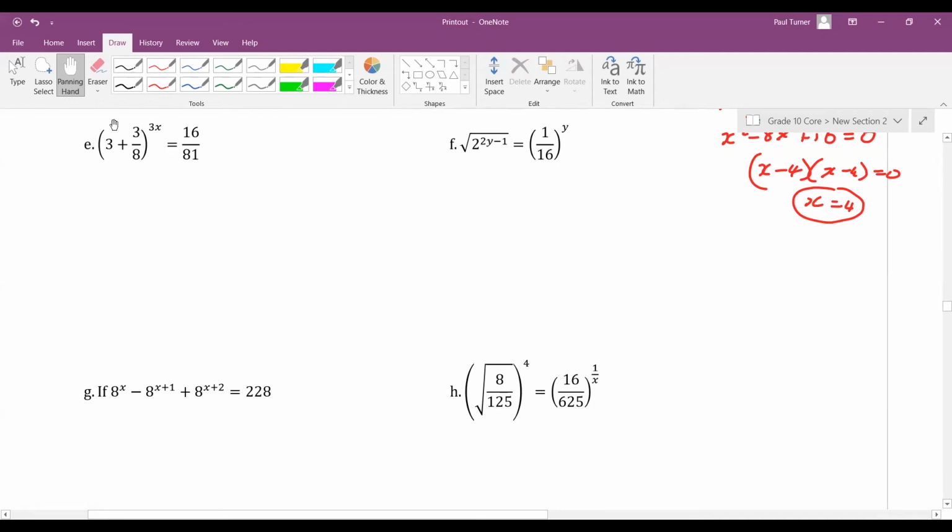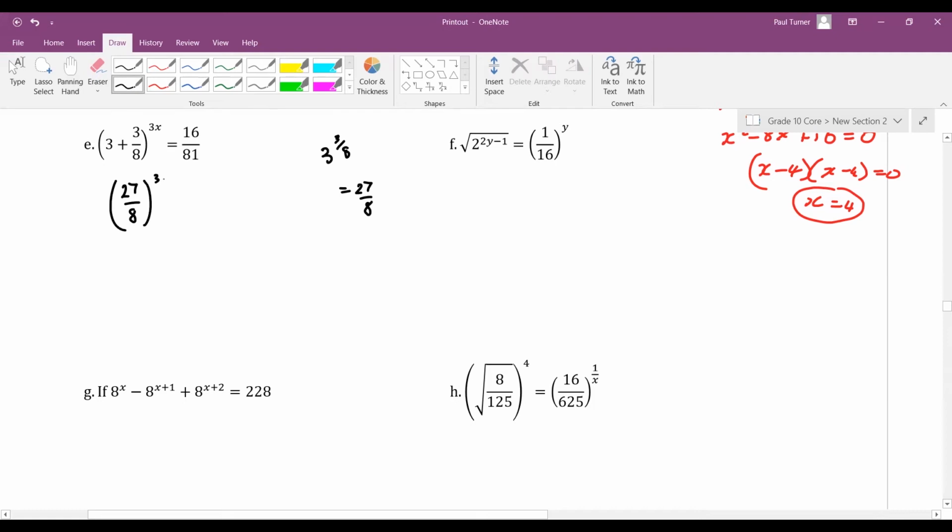What I did here, you don't try and expand it or anything. Don't do anything like that. But you got 3 plus 3/8, which is really just 3 and 3/8, isn't it? Okay, which is going to be 27 on 8. So this here is actually the same as 27 on 8. So do that first.